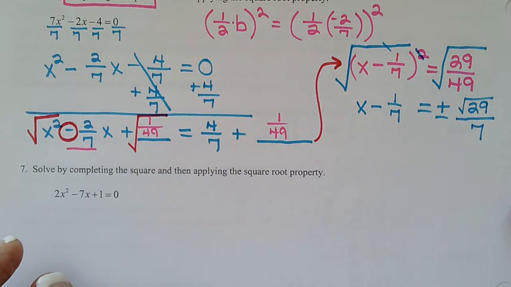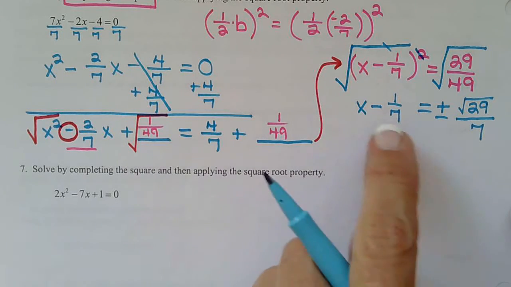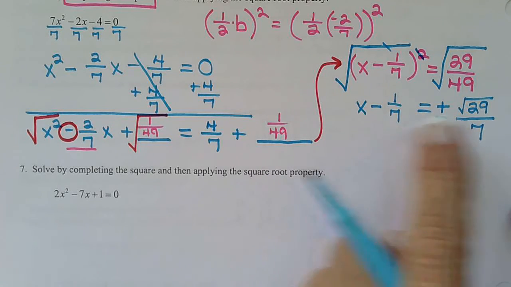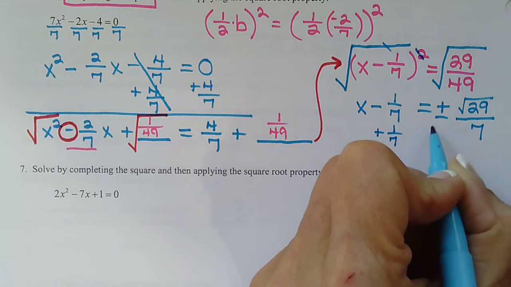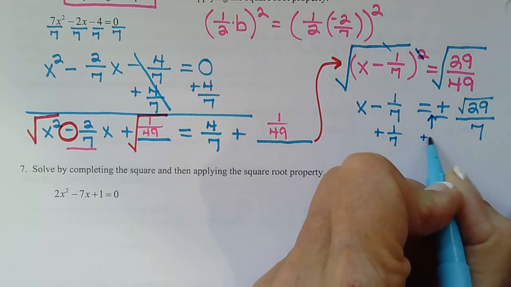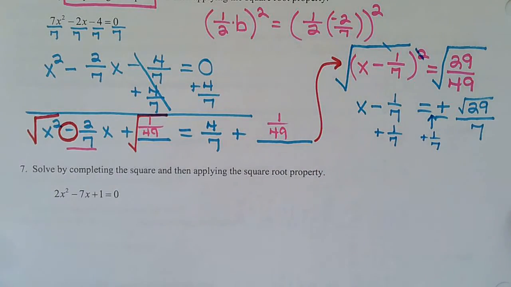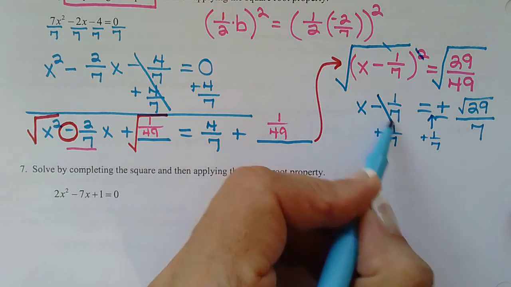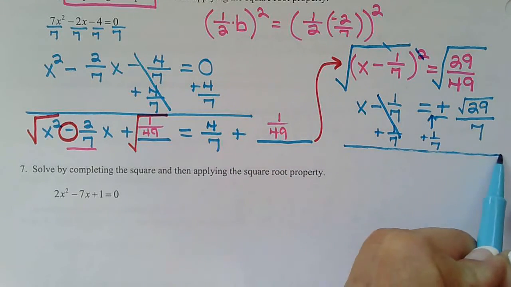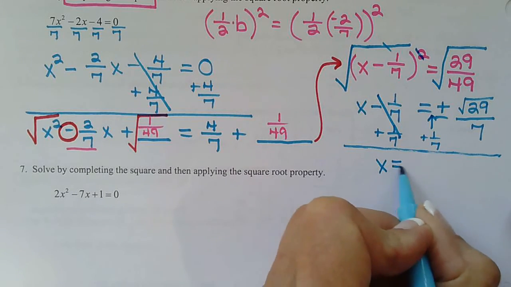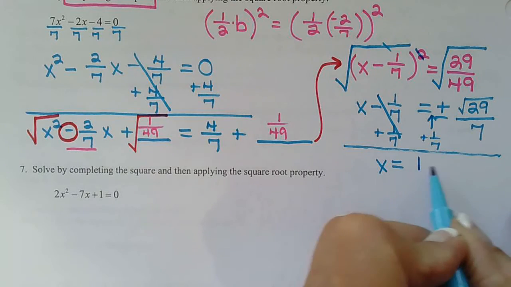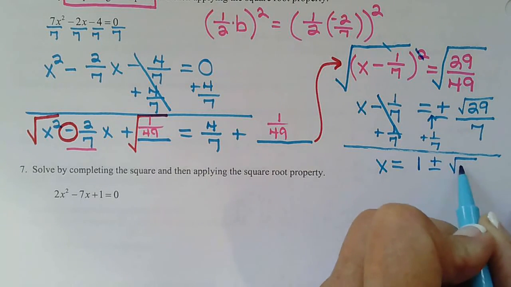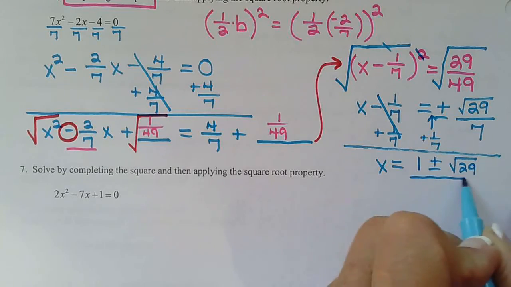So do you see how this one's exactly like the last one we just finished at the beginning of the video? We have a number here, which is not a like term with that. So do the same thing I just showed you on that last problem. Add 1/7 to get the x isolated because we don't want anything over on this side except x. So we get x equals, again, see the common denominator? So I can write it as a single fraction, 1 plus or minus radical 29 all over 7.